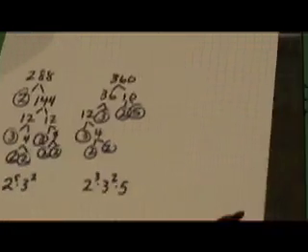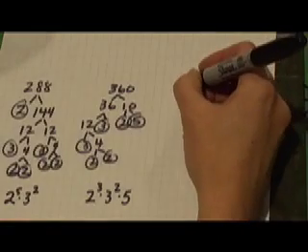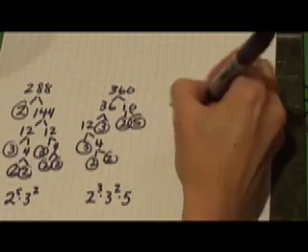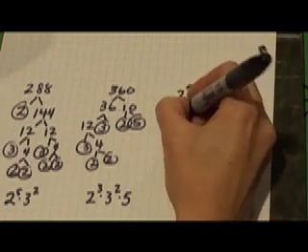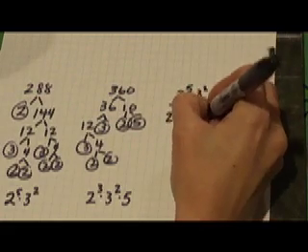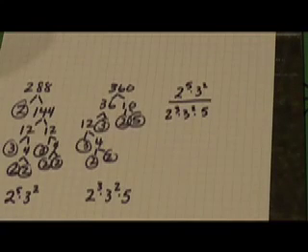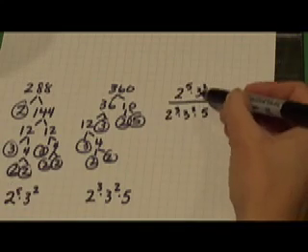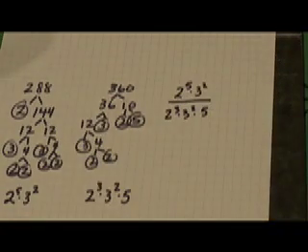I can then take this and put it back into a fraction. 288 was the numerator, 2 to the 5th times 3 to the 2nd. And my denominator is 2 to the 3rd times 3 to the 2nd times 5. I can then pull out common factors, or things that they both have. In this case, they both have a 3 to the 2nd. I can divide out that common factor, because 3 to the 2nd over 3 to the 2nd is like a 9 being a factor of both of those numbers.